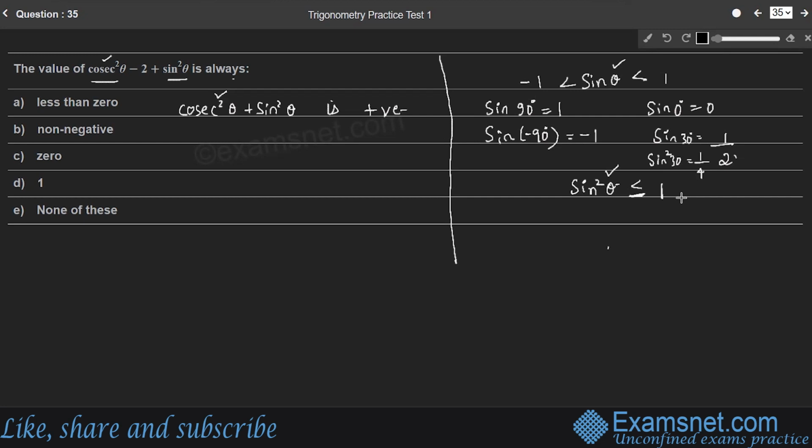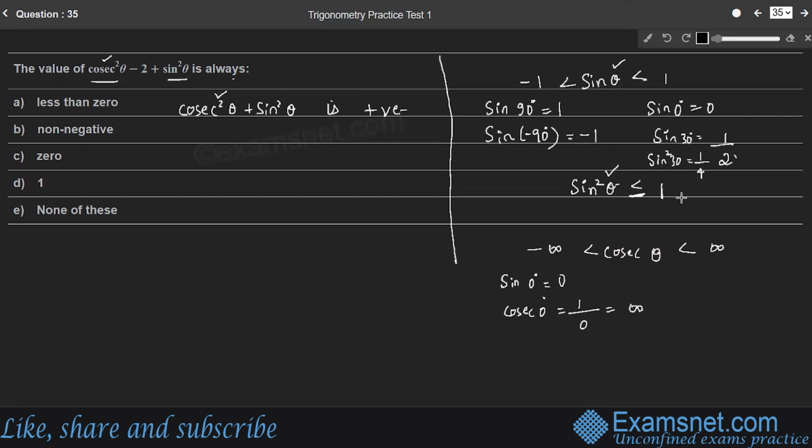Now consider the range of cosecant. Cosecant theta always lies between -infinity to +infinity. Why is it -infinity to +infinity? Because cosecant is the inverse of sine, right? So here consider sine 0 degree. Sine 0 degree is 0. So what about cosecant 0? Cosecant 0 is 1 by sine 0, which is 1 by 0, which is infinity, right?